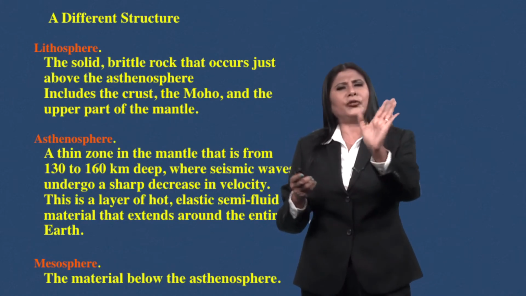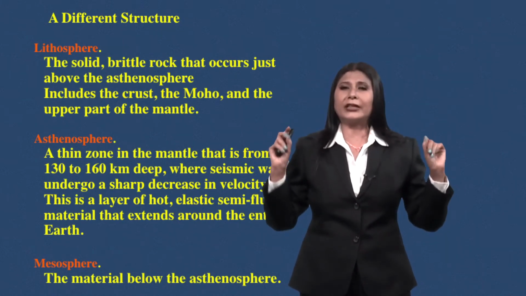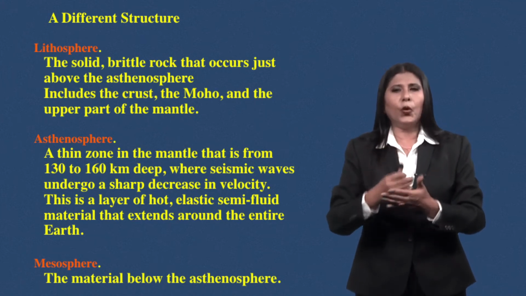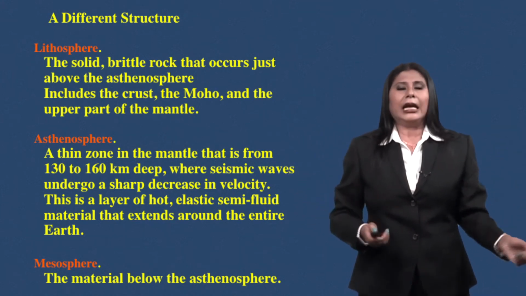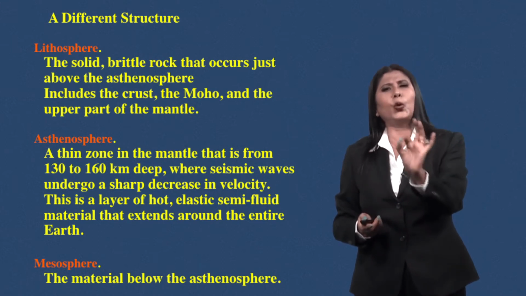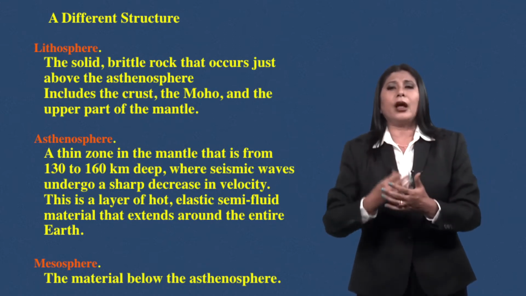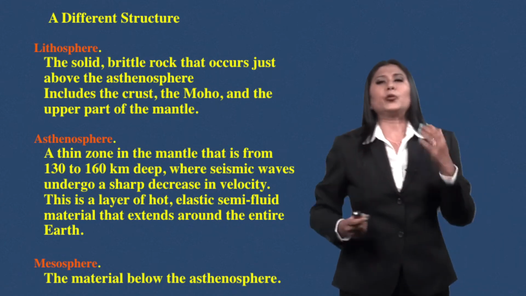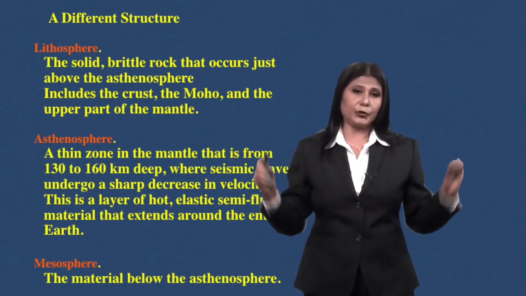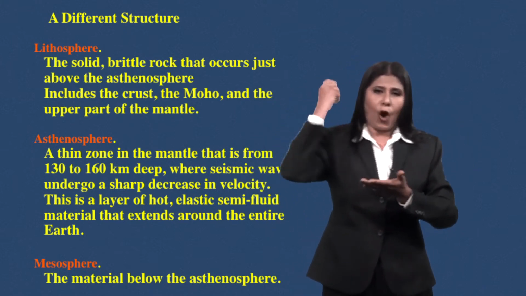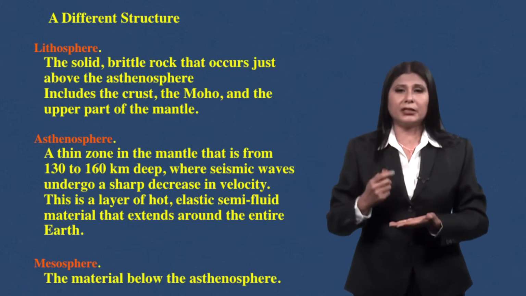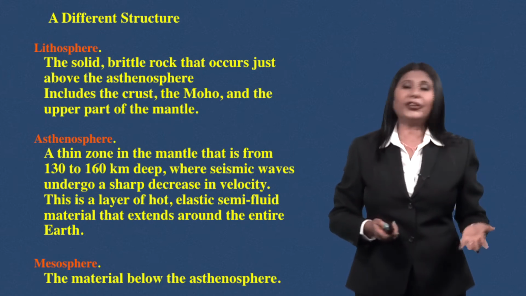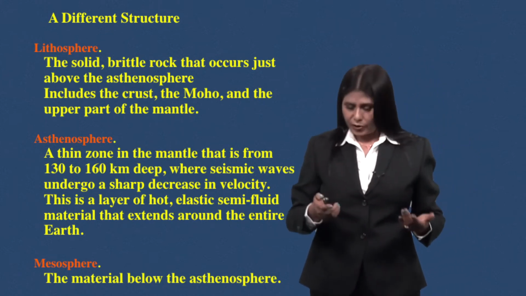So, lithosphere is the solid brittle rock that is just above the asthenosphere, that includes the crust, the Moho and the upper part of the mantle. Asthenosphere is a thin zone in the mantle that is from 130 to 160 kilometers deep, where seismic waves undergo a sharp decrease in velocity. This is the layer of hot, elastic, semi-fluid material that extends around the entire Earth, and mesosphere is below the asthenosphere.